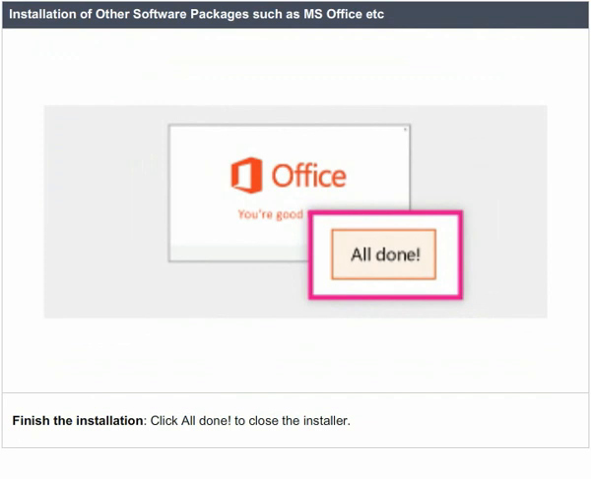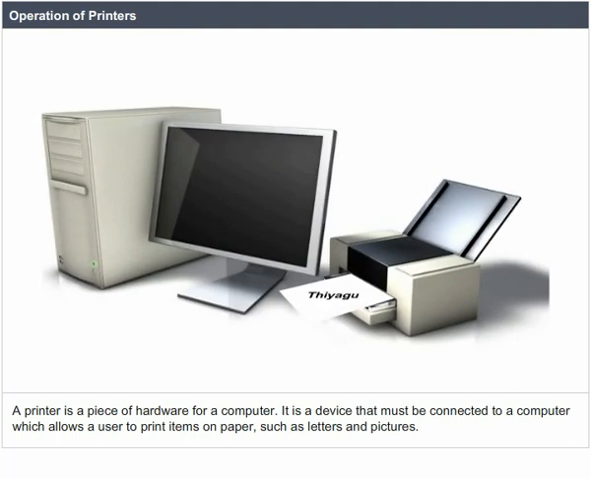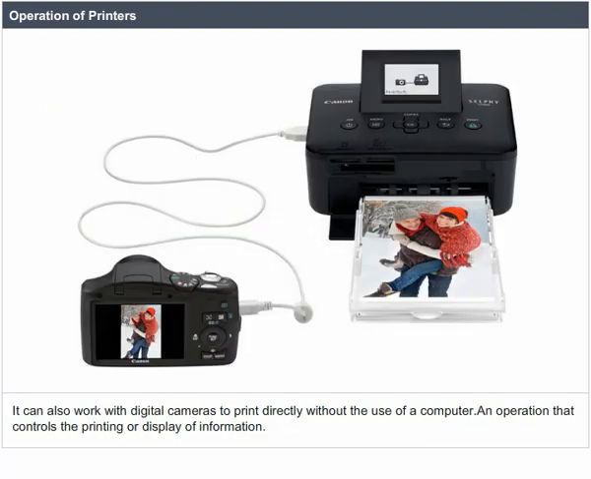Operation of printers. A printer is a piece of hardware for a computer. It is a device that must be connected to a computer which allows a user to print items on paper, such as letters and pictures. It can also work with digital cameras to print directly without the use of a computer, an operation that controls the printing or display of information.